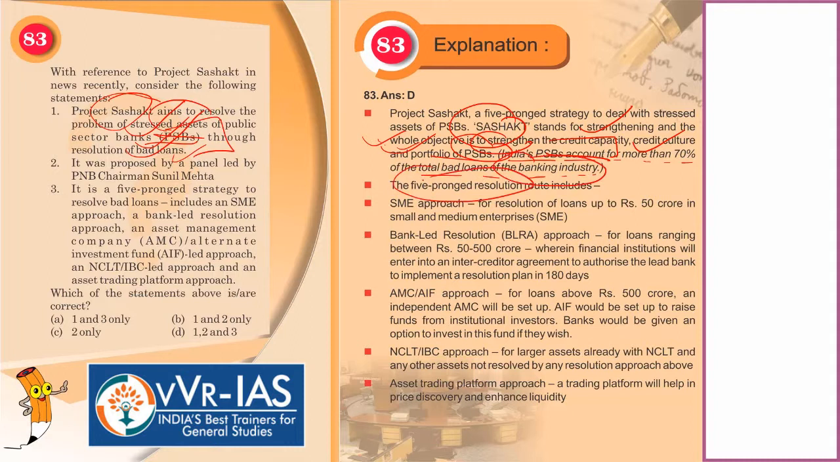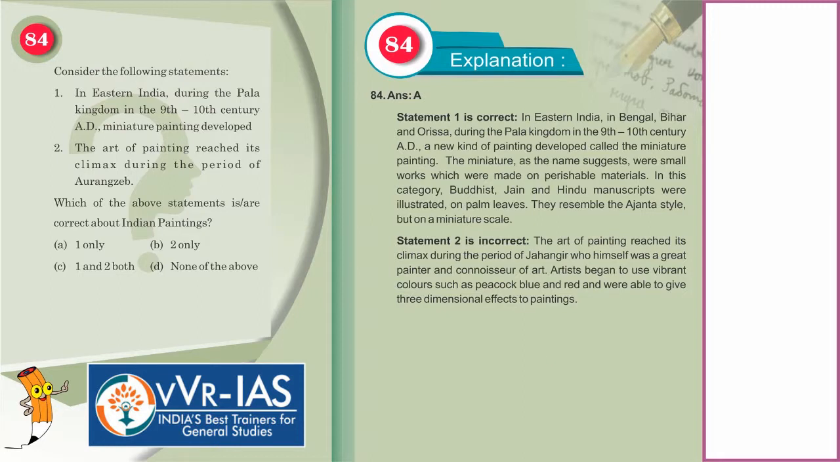The five-pronged resolution route includes the SME approach, the BALRA or the bank-led resolution approach, the AMC or the AIF, ठीक है ना, asset management company, or the alternate investment fund approach for loans above rupees 500 crores, the NCLT or the IBC approach, and the asset trading platform approach. Now you can read the entire information here in detail. We won't go into the details.